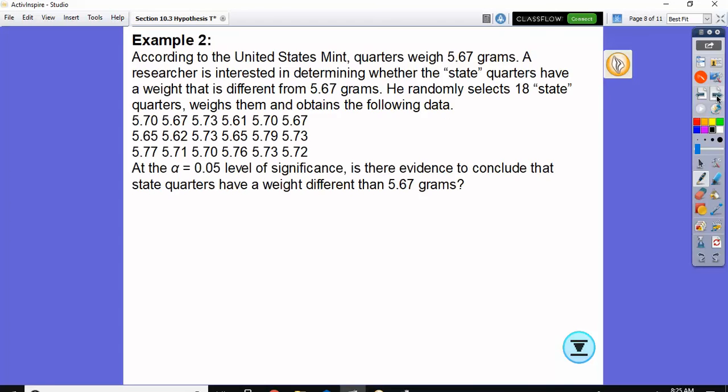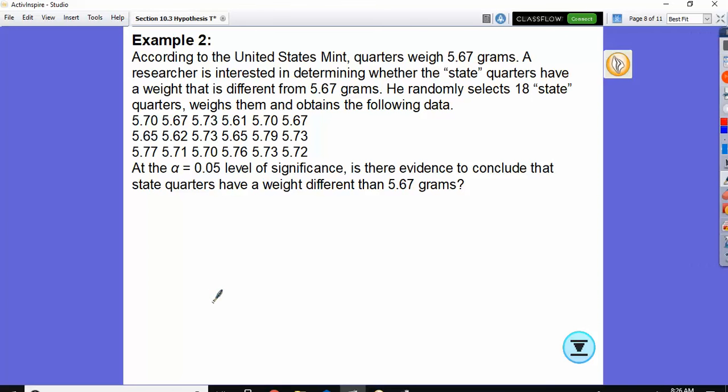Let's look at another one then. According to the United States Mint, quarters weigh 5.67 grams. A researcher is interested in determining whether the state quarters have a weight that is different from the 5.67 grams. He randomly selects 18 state quarters, weighs them, and gets the following data. At the alpha equals 0.05 level of significance, is there evidence to conclude that the weight is different than 5.67? Okay.